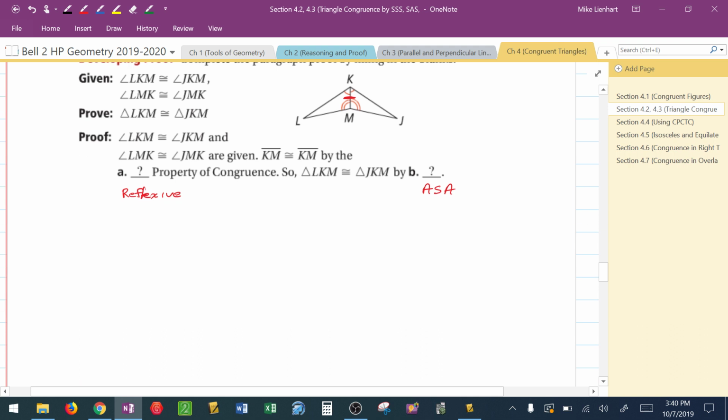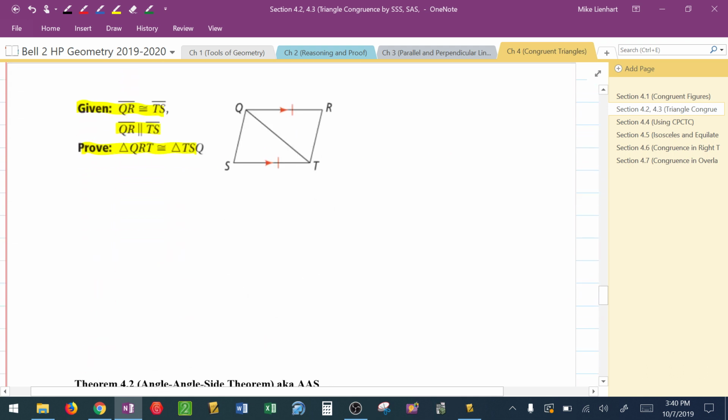All right, now I want you to have prepared for the next class this example. So go ahead and pause the video right now. See if you can prove that those two triangles are congruent on your notes paper. All right.